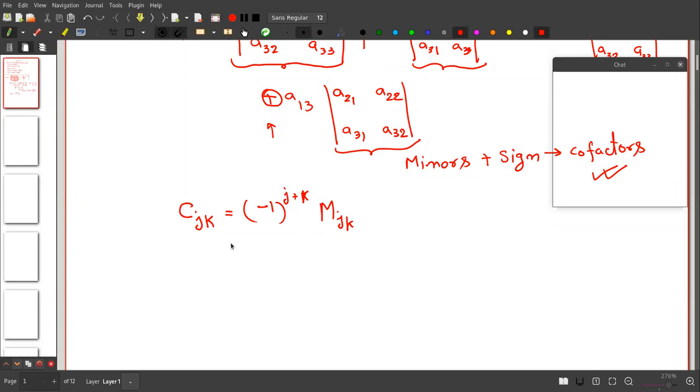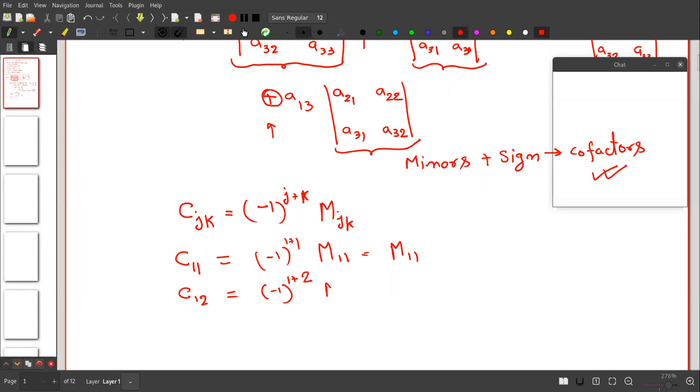So if I want to calculate C11, the cofactor of first row and first column, this will be M11. We have seen how to calculate the minor of first row and first column. And what will be the sign? Minus 1 to the power 1 plus 1, that is minus 1 to the power 2, which is 1. So it will be M11. But if you want to calculate C12, first row and second column, this will be minus 1 to the power 1 plus 2 times M12, that is minus M12.